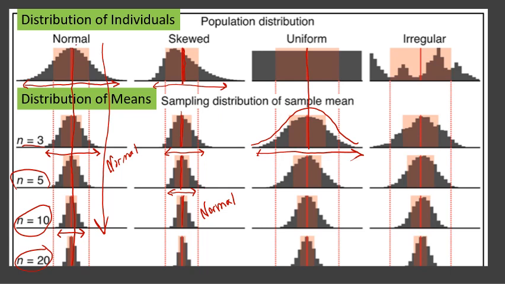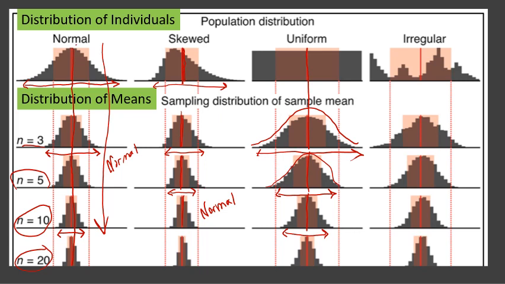As we continue to get larger sample sizes, we can see the shape is still normal, the mean is still in the center, but the standard deviation is shrinking. And that same continues to be true as we get larger sample sizes. We're just less likely to get extreme scores when we calculate the means for larger sample sizes.